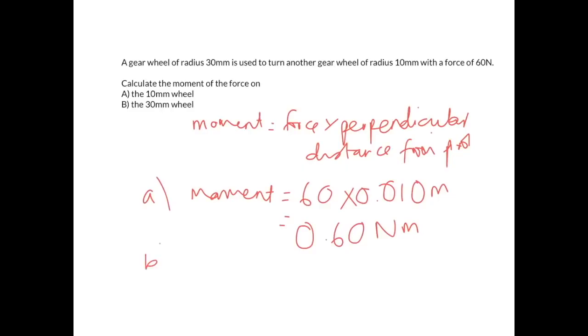Let's do the moment around B. So moment equals 60 times, this time we've got 0.030 meters when we convert 30 millimeters to meters. Pop that into your calculator and you'll get a value which is 1.80 newton meters.